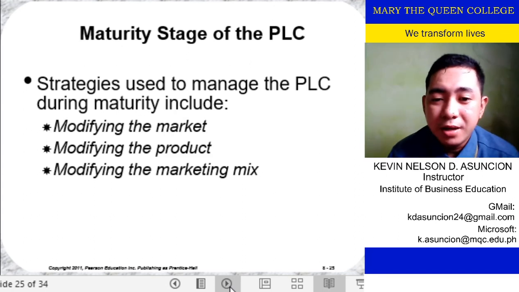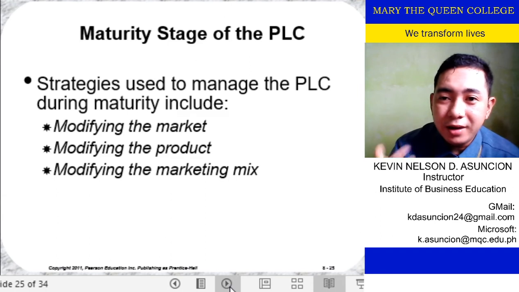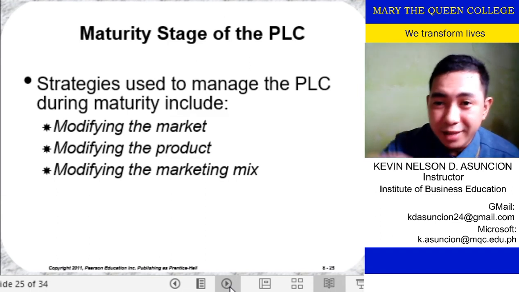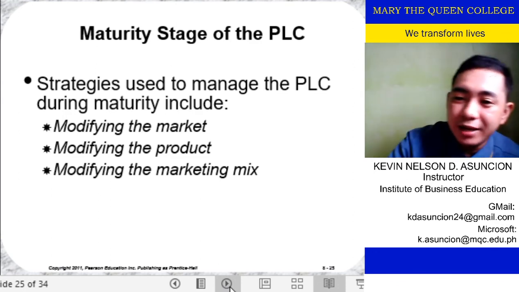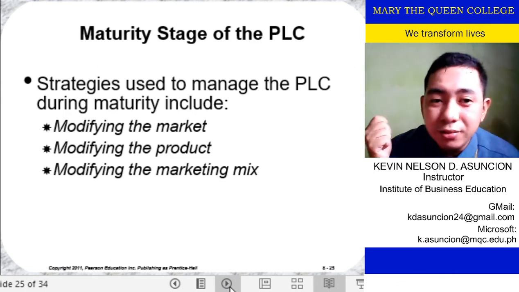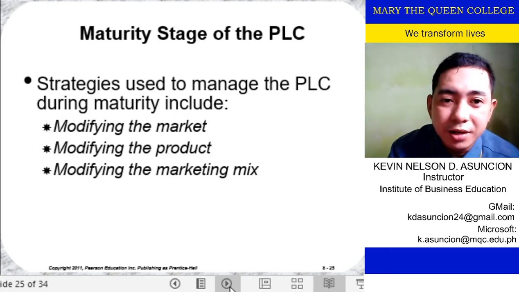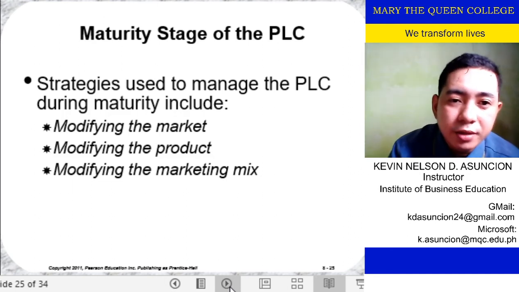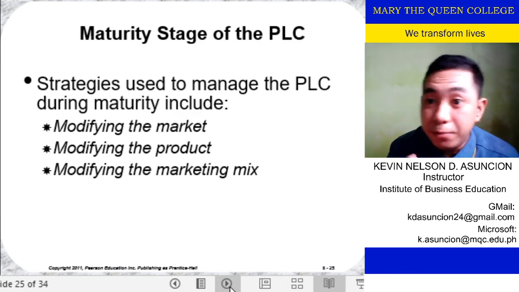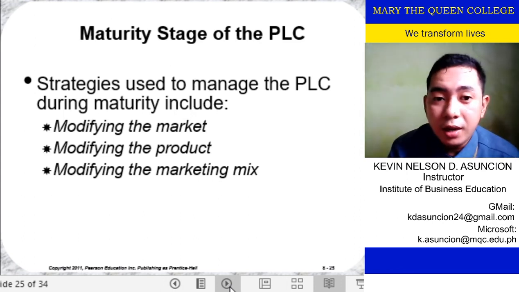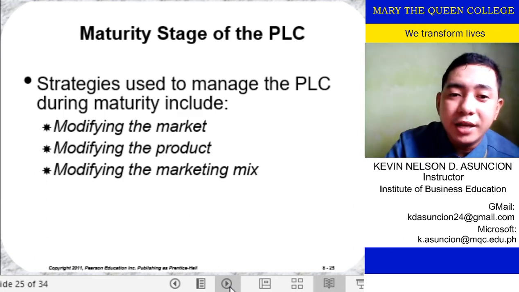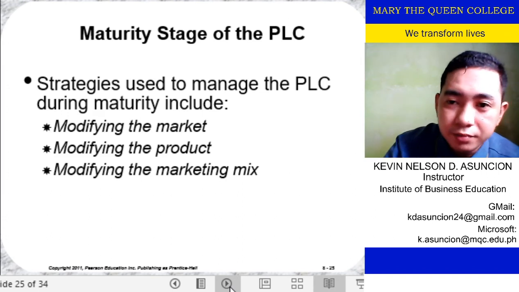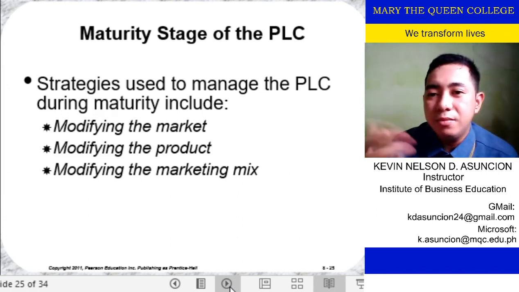Parang ganito. Yung bubble gum, pag wala nang lasa yung bubble gum, itatapon mo na lang, di ba? You don't stay there. There's no excitement, wala nang lasa. So you, as marketing manager, strategic marketing manager as well, need to think about modifying the market or modifying the product in particular or giving a twist in your marketing mix. So outside the strategies of your product, nandiyan yung price, nandiyan yung place, nandiyan yung promotion and the likes.